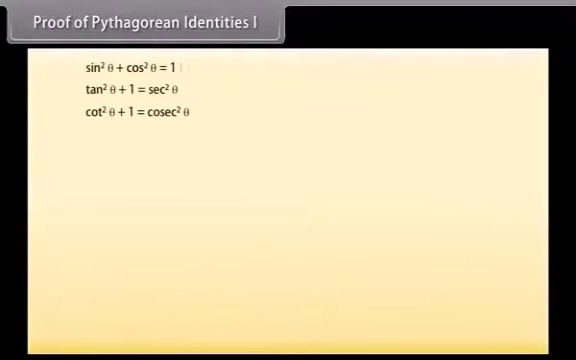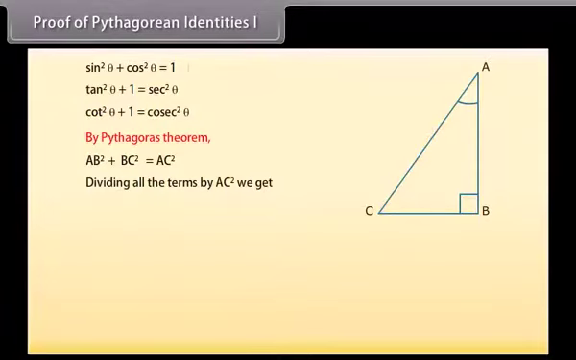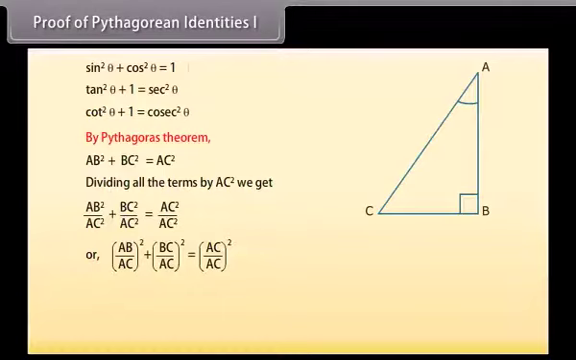Proof of Pythagorean identities 1. Now we will prove one Pythagorean identity and use it to prove other identities. For that we take a right-angled triangle ABC. By Pythagoras theorem, AB square plus BC square is equal to AC square. Now dividing each term by AC square, we can write it as AB upon AC whole square plus BC upon AC whole square, which equals AC upon AC whole square.